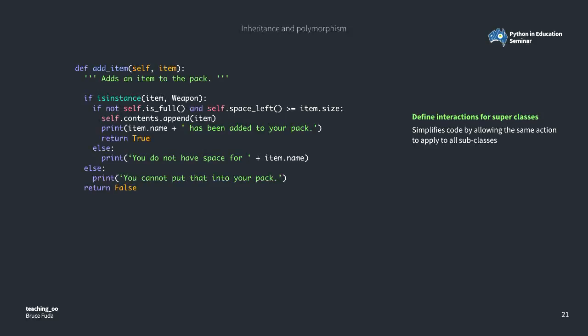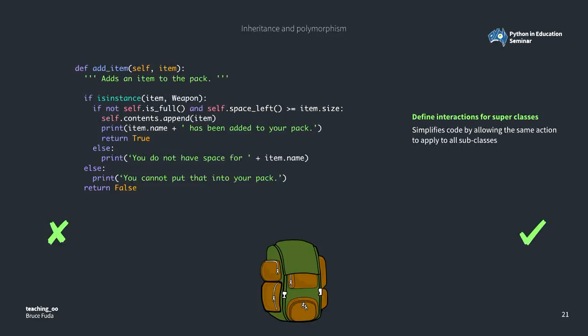So we define our interactions in the superclass that we want to add to all items. This is a pack, and in our pack, what we're going to do is come up with this kind of add item method that will allow us to add an item to the pack if it's allowed to be added, or will not add it if it's not.